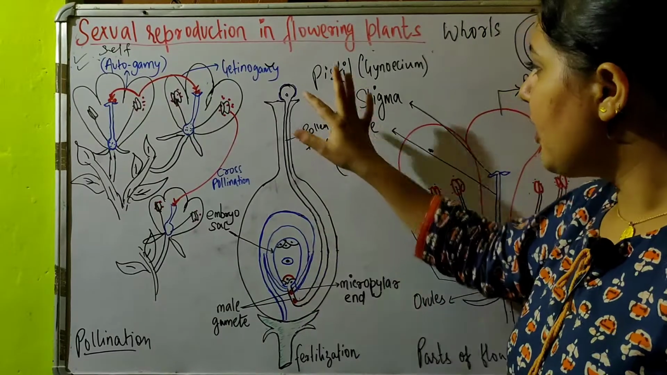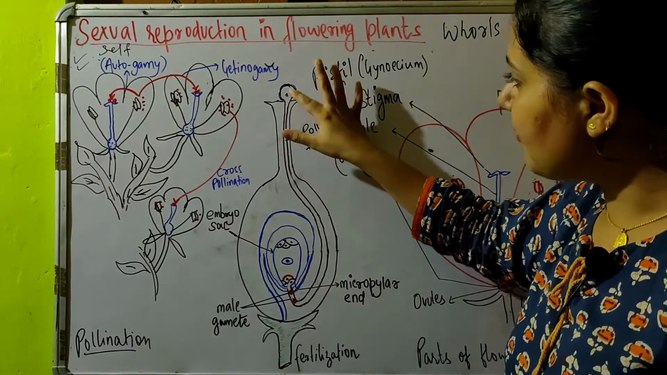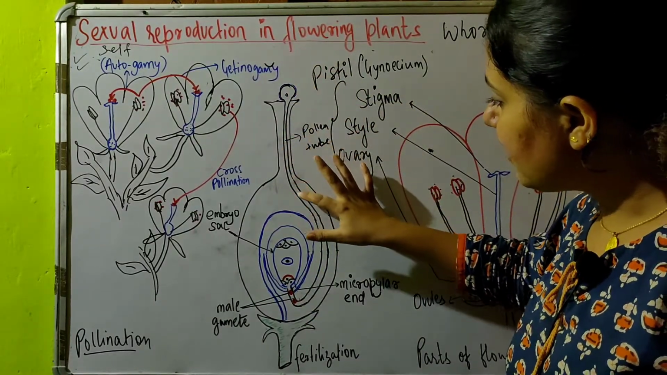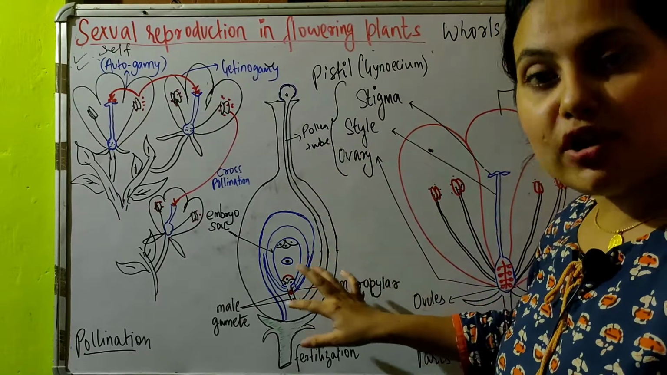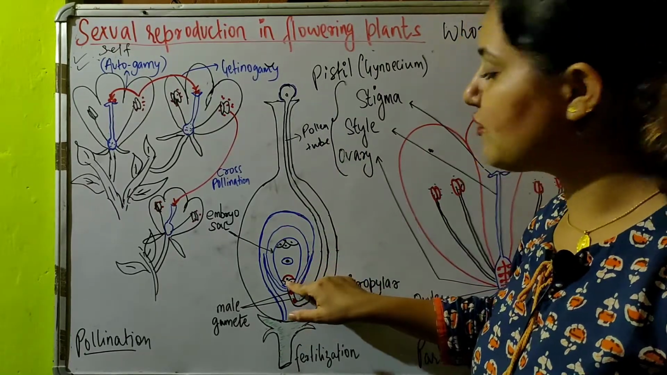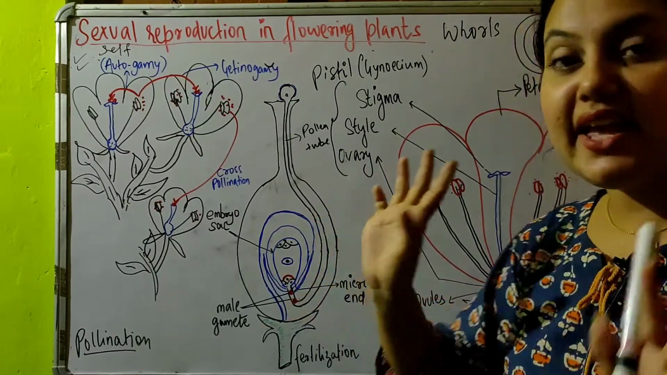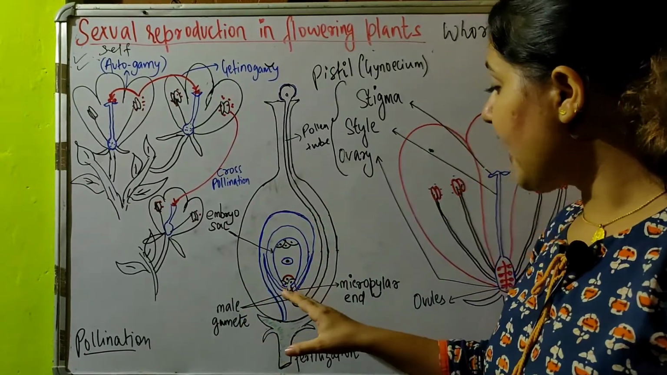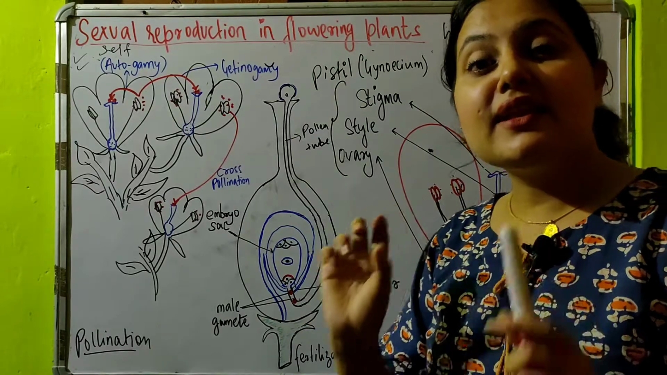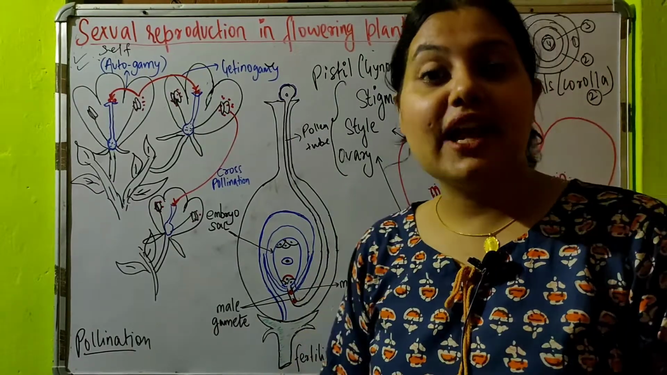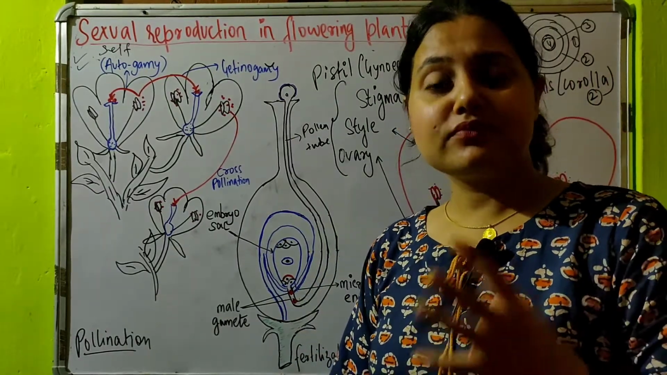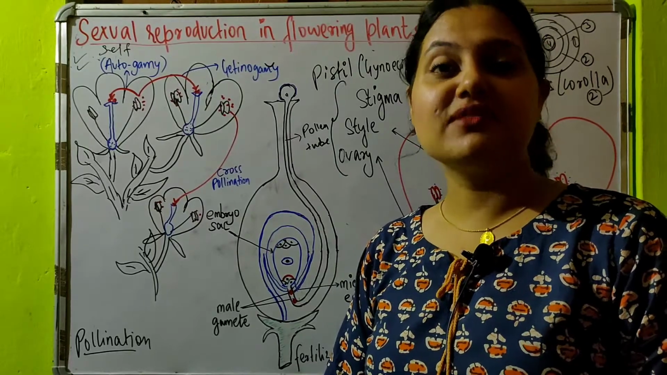You just take that the male nuclei from the pollen grain descend down from the pollen tube, and it will go and fuse with the egg cell. This red colored cell is an egg cell, and when the male gamete fuses with the female egg, then what happens? Fertilization will occur, and there will be the formation of zygote.